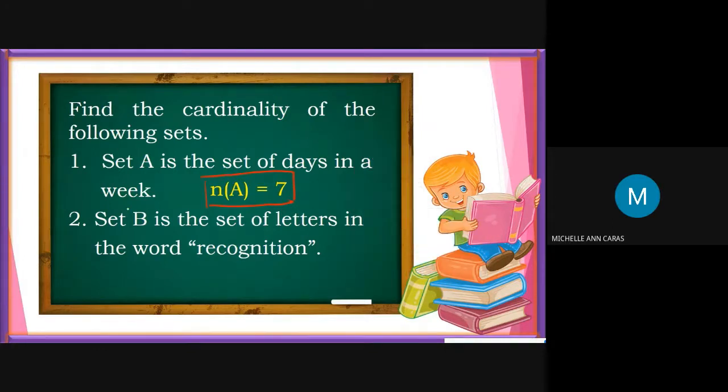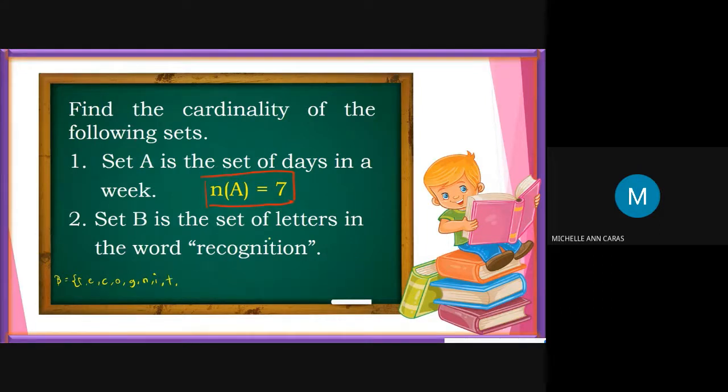Okay. Since we are asked to find the letters in the word recognition, so para hindi kita budlayan, kakuha sa cardinality of set B, first we need to list down ang elements ng recognition. So, to write set B, ang elements ng set B includes R, E, C, O, G, N, I, and T.